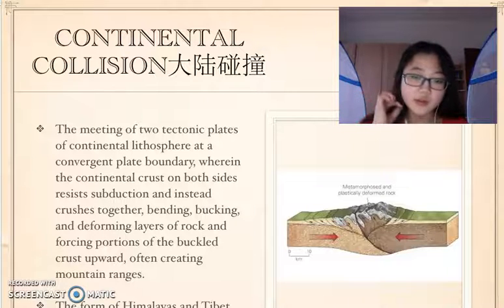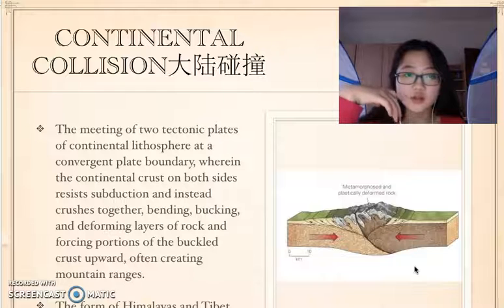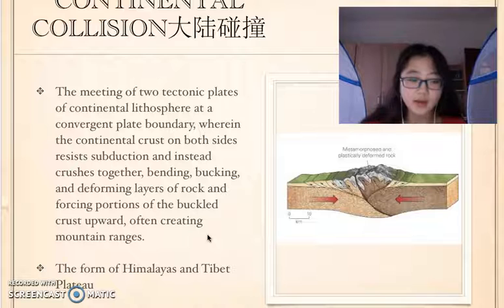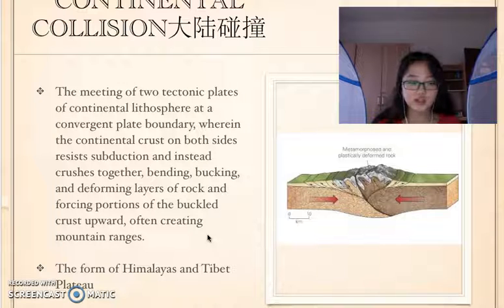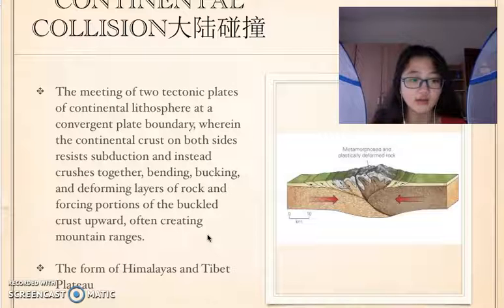Let's look at this picture. Here it clearly shows what a continental collision is. And this kind of collision forms a lot of famous mountains on our Earth. For example, it forms the Himalayas mountain and the Tibet plateau.